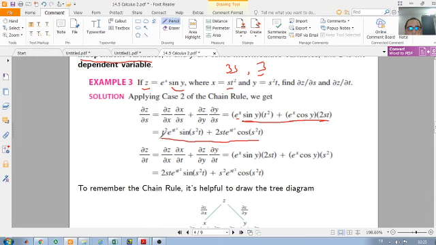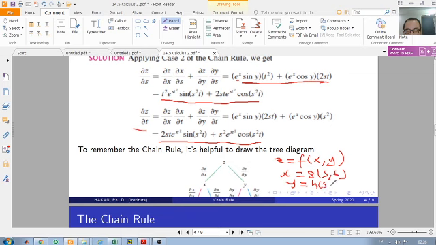So to remember, therefore, we obtain the partial derivatives by using the second case of the chain rule. So to remember the chain rule, it is helpful to draw the tree diagram you see. First, we begin with the dependent variable. So z is a function f of x, y, and x is a function of s, t, and y is a function of s, t.